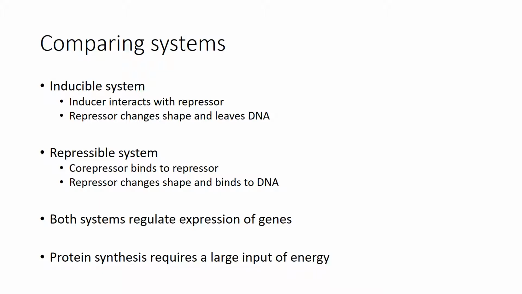Both of these systems allow for regulation of gene expression. One of them turns gene expression off, one of them turns gene expression on, and the reason we do this is because efficiency is essential for the prokaryote. Protein synthesis does require ATP, so the more ATP the prokaryote can save, the better for them.